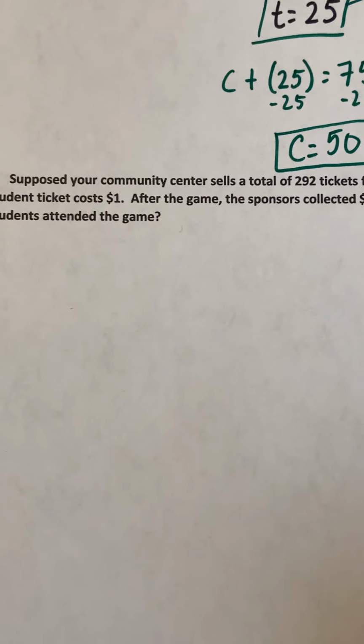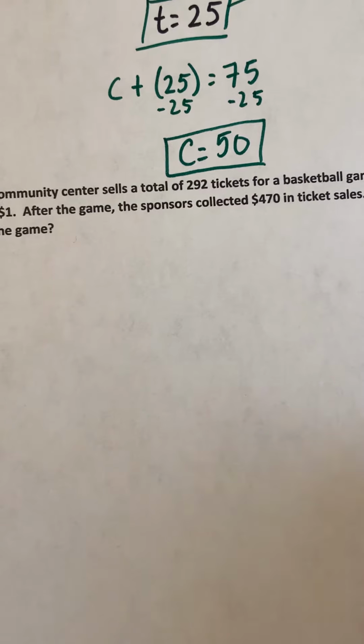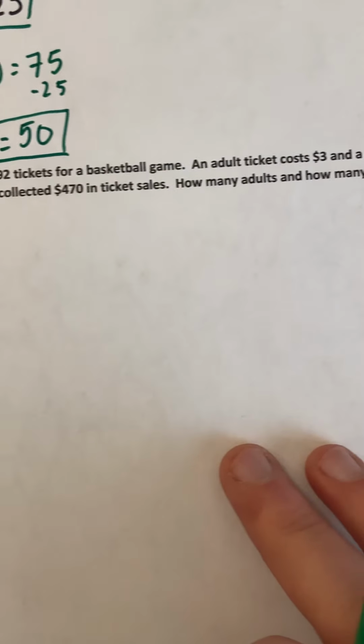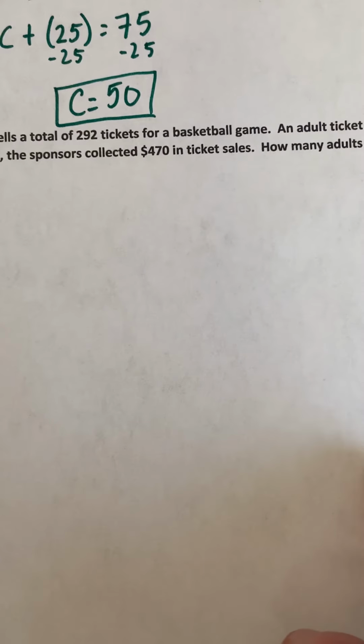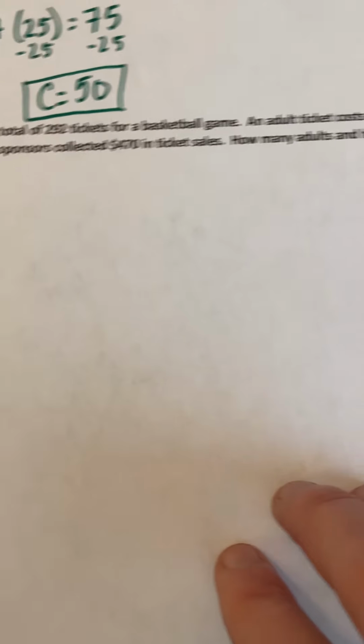Suppose your community center sells a total of 292 tickets for a basketball game. An adult ticket costs $3 and a student ticket costs $1. After the game, the sponsors collected $470 in ticket sales. How many adults and how many students attended the game?